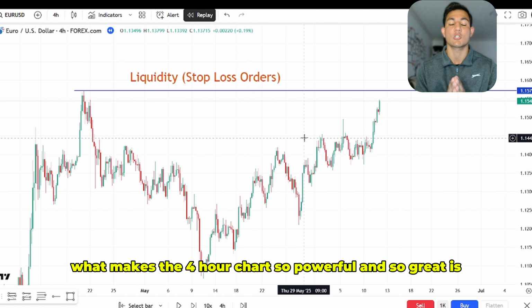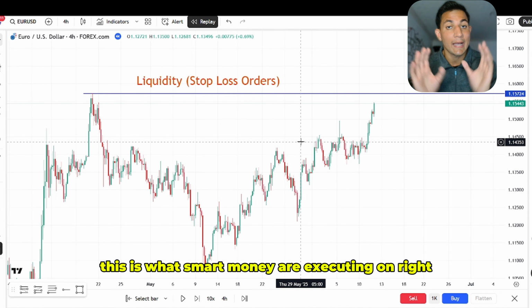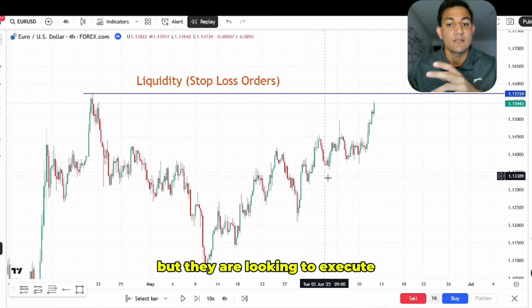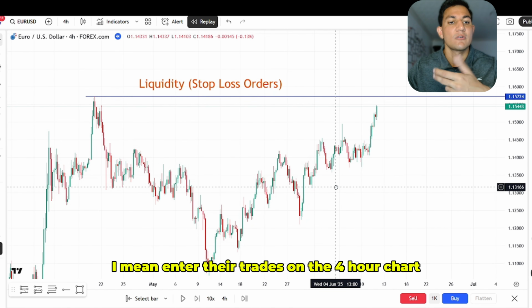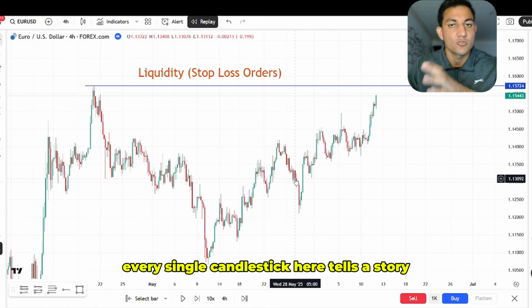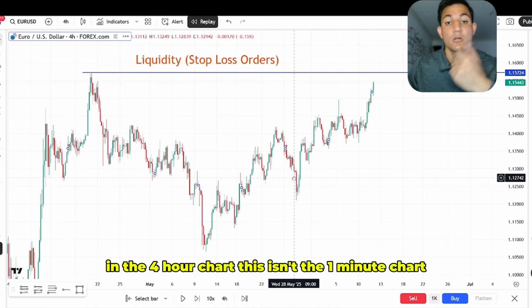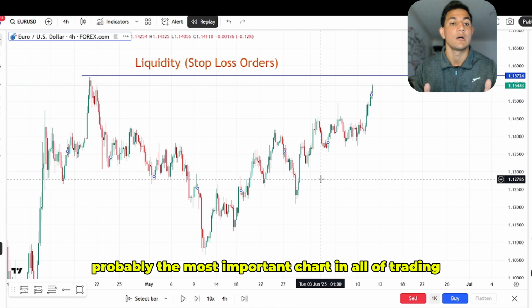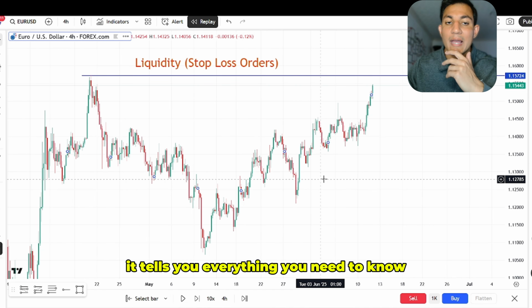Now what makes the 4-hour chart so powerful and so great is this is what smart money are executing on, right? They do their analysis on the weekly and daily chart, but they are looking to execute, and by execute, I mean enter their trades on the 4-hour chart. So every single candlestick here tells a story in the 4-hour chart. This isn't the 1-minute chart. This is the 4-hour chart, right? So this is probably the most important chart in all of trading, and like I said, it tells you everything you need to know.